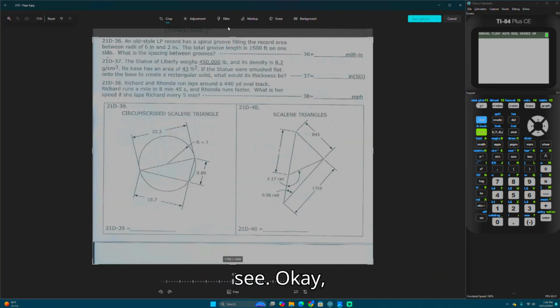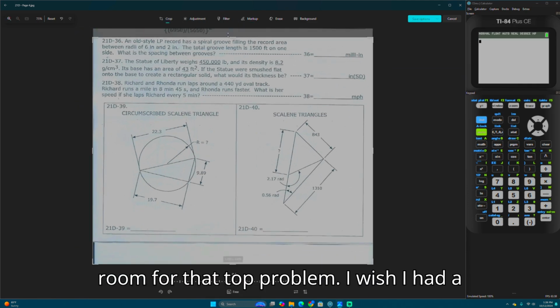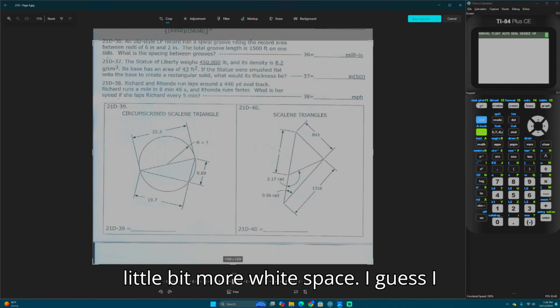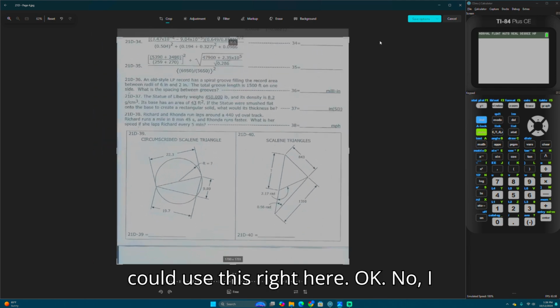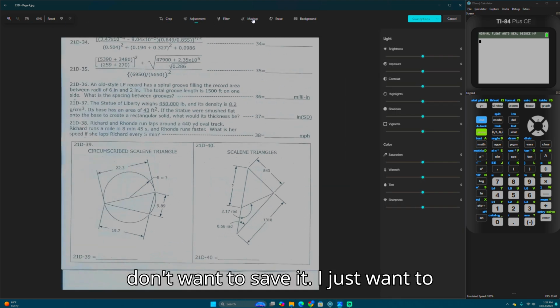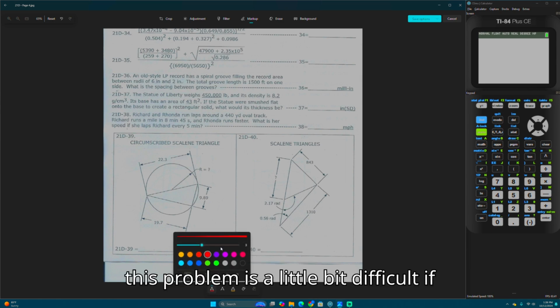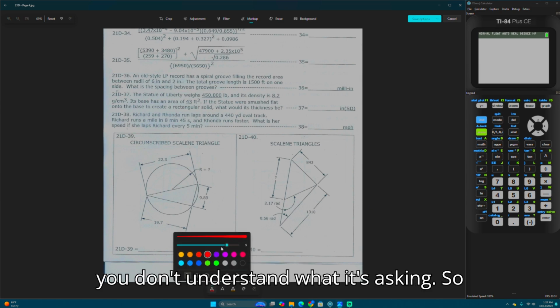We'll see. Okay. So, I might actually need a little bit more room for that top problem. Wish I had a little bit more white space. I guess I could use this right here. Okay. No, I don't want to save it. I just want to, no, mark up. There we go. Okay. So, this problem is a little bit difficult if you don't understand what it's asking.